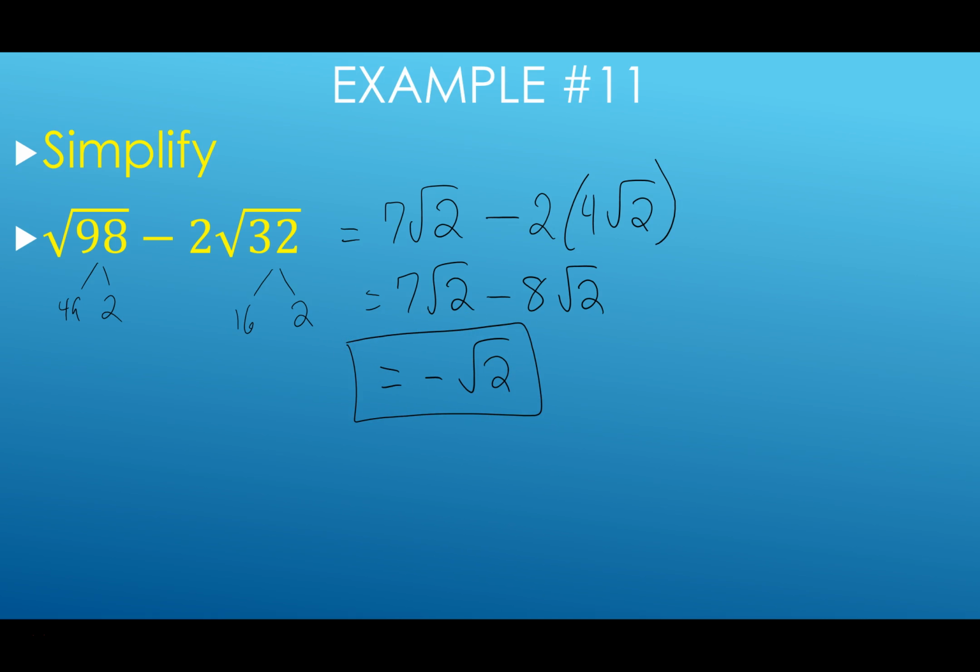So you have to make sure you account for the outside coefficients. After you simplify the radical, make sure you multiply with it. They both have square roots. They're both 2's on the inside. That's why you can do 7 minus 8 to get the negative 1 on the outside of our radical 2.